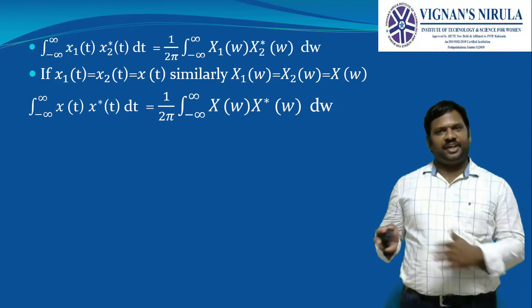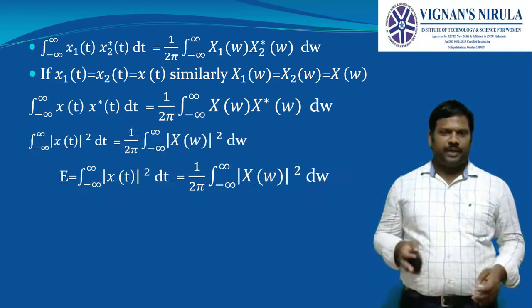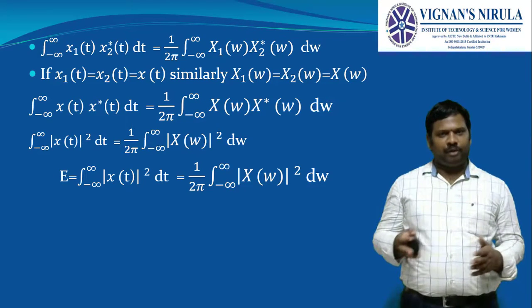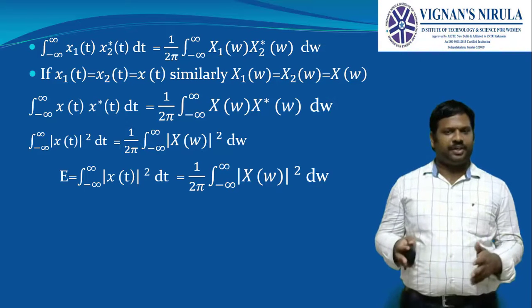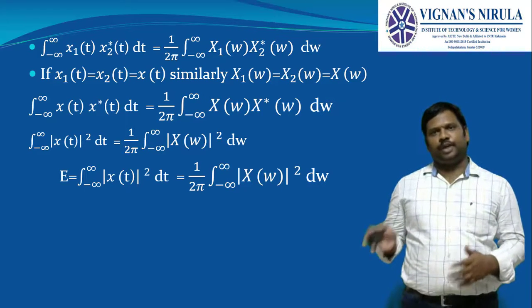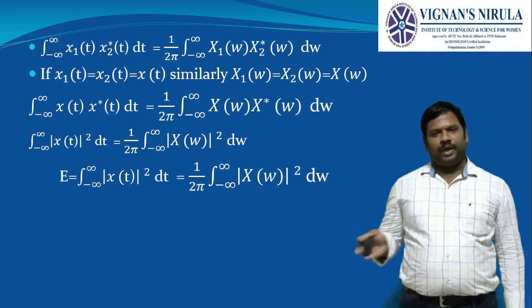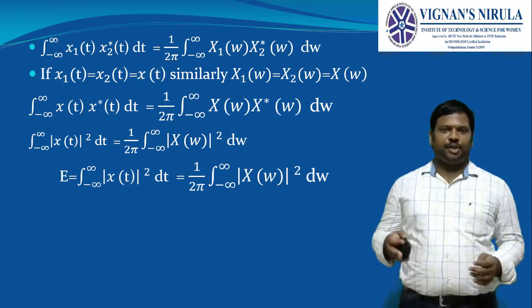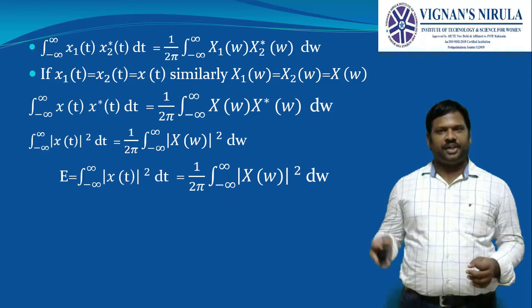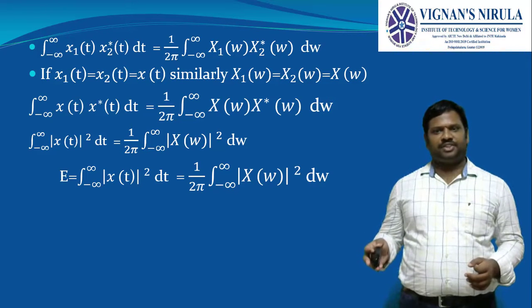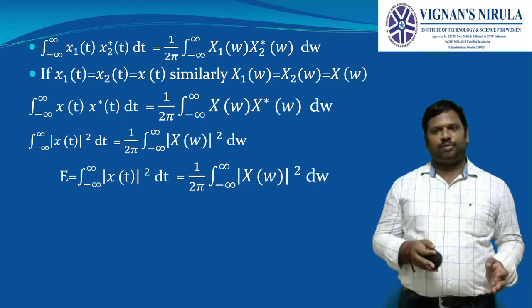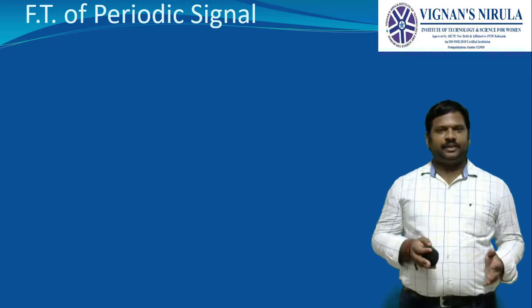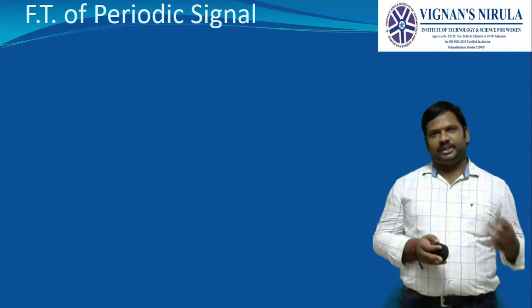from minus infinity to infinity X of omega X star of omega d omega, which will be given as x of t x star of t dt, which is nothing but mod of x of t whole square dt, and the right side is the same for mod of X of omega whole square. This is the equation of the energy expression. E is equal to the integral from minus infinity to infinity of mod of x of t whole square dt, which is equal to 1 by 2 pi times the integral from minus infinity to infinity of mod of X of omega whole square d omega. That is nothing but the energy of the signal. These are the properties of the Fourier transforms.